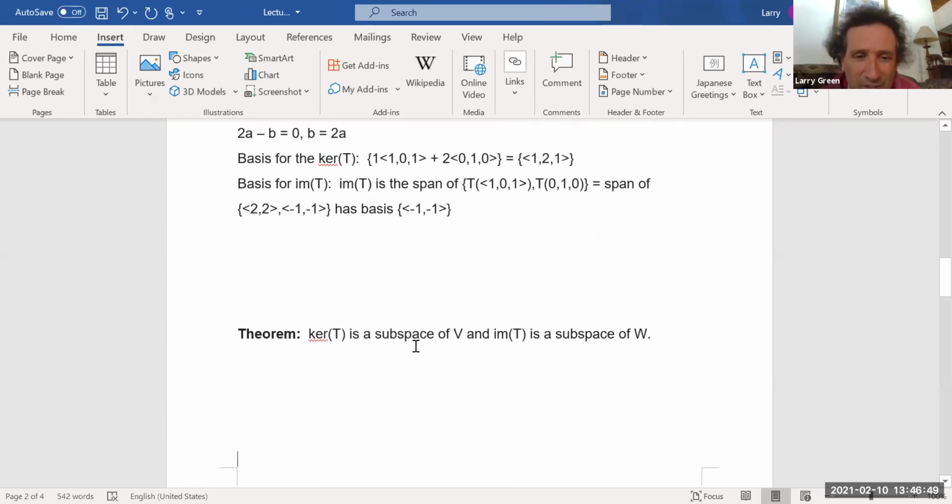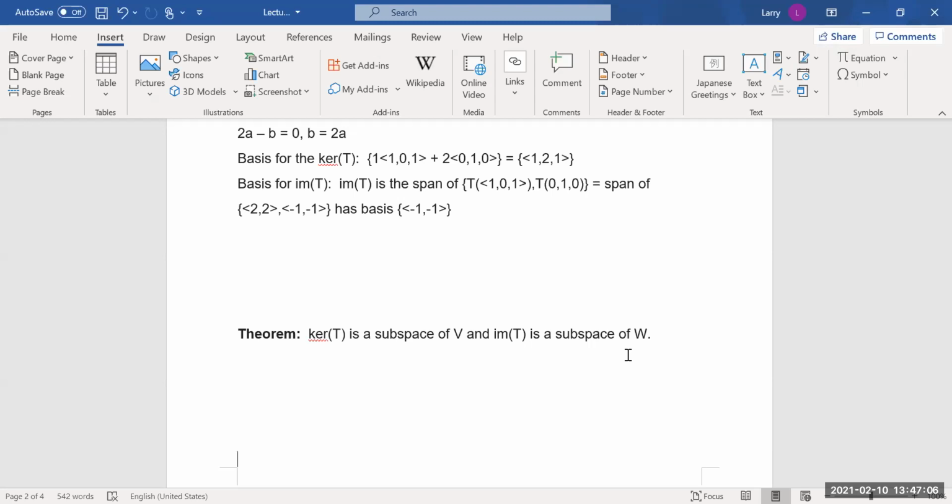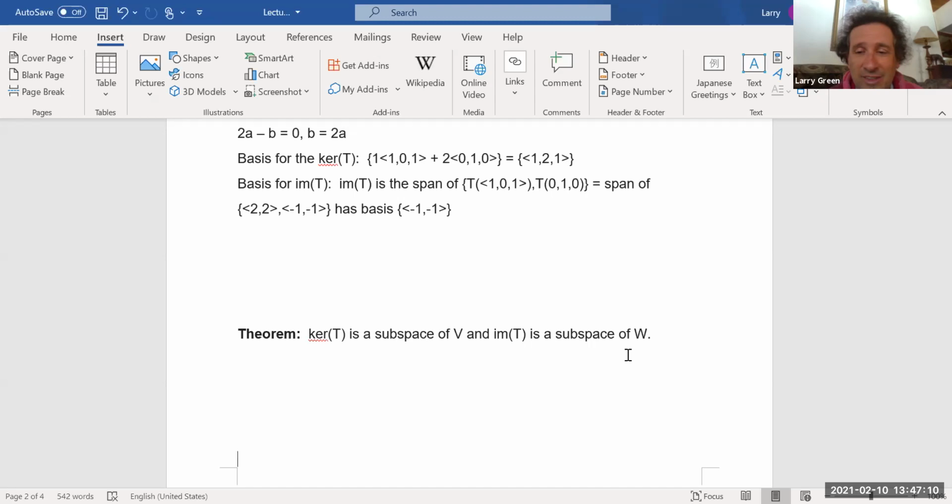So the kernel of T is a subspace of V, and the image of T is a subspace of W. I've already told you that the kernel of T is in V, and the image of T is in W. What's new here? What word is important? Subspace. So for subspaces, what do you have to show?